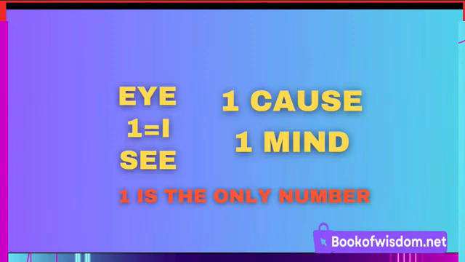Mind. Cause. There is only one cause. There is only one mind. There is only one being. But because we lack understanding of this, we think we are the bodies. And this causes division, because the physical world is the most illusionary world. It's an illusion. It's all an illusion.